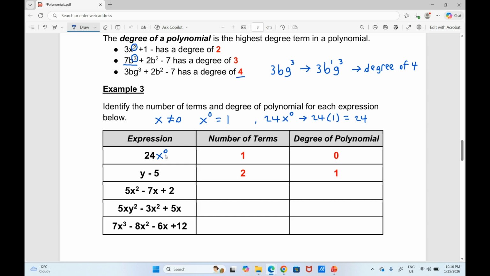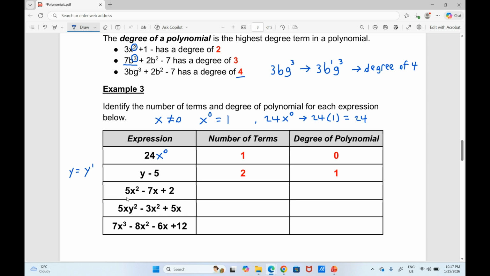And this still satisfies my degree of polynomial because that's the sum of the highest degree of the term that I have. So that's going to be 0 here. Now, y minus 5, the number of terms is 2 because I have one plus or minus sign separating these terms. And the degree of the polynomial is 1 because, remember, y is also equal to y to the power of 1. Hence, that 1 is going to be my degree of polynomial here.